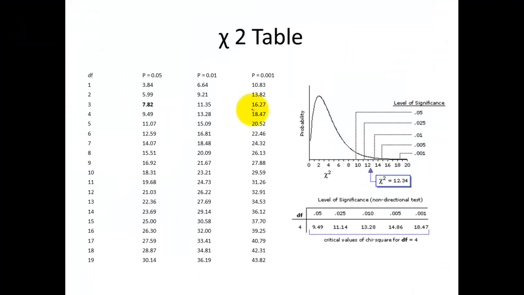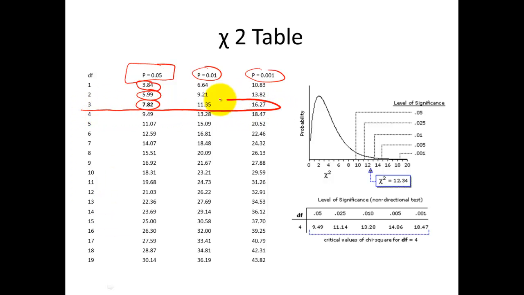So we see that for alpha equal to 0.05 at 1 degree of freedom, the chi-square critical value is 3.84. For 2 degrees of freedom, it's 5.99. For 3 degrees of freedom, it's 7.82. So this is not the full chi-square table. This only gives us the critical value at 5% level, at 1% level, and at 0.1% level at different degrees of freedom depending on how big a crosstab is. I see for 3 degrees of freedom, the critical value of chi-square at 5% is 7.82.